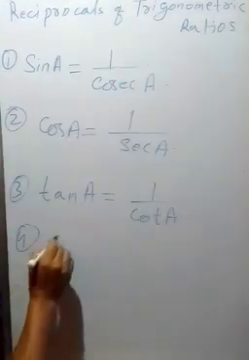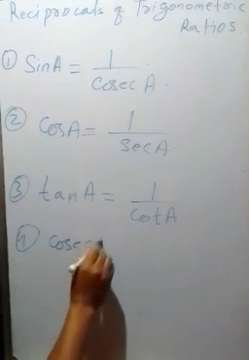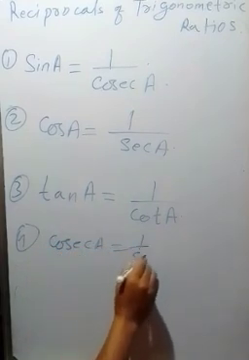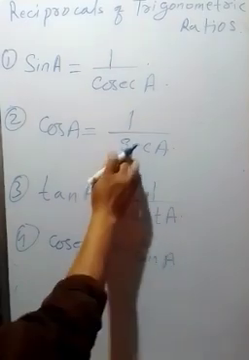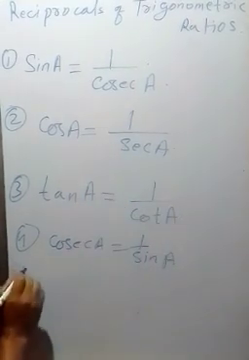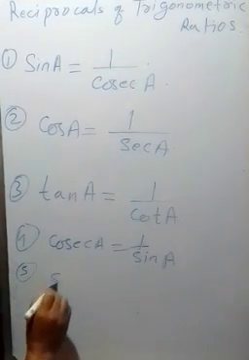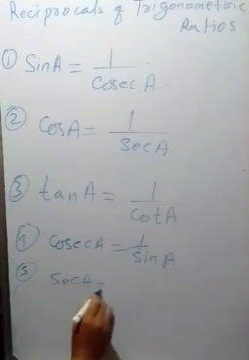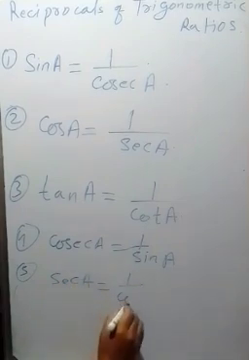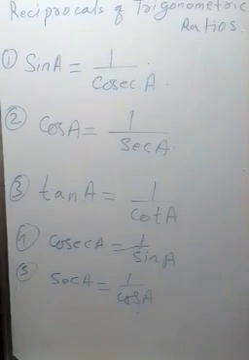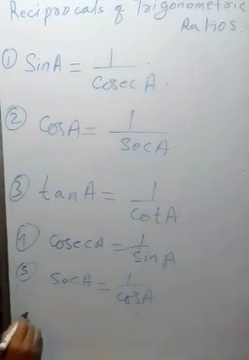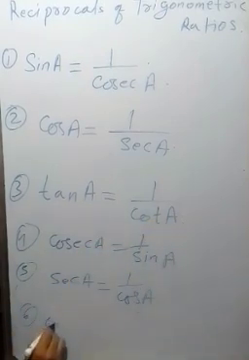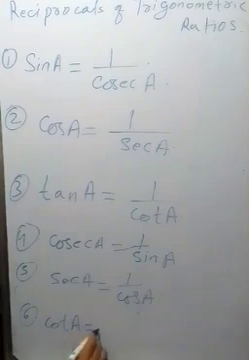If you want to see all this, you can write the same thing. From 1, cosec A will be 1 by sine A, and if you want to find sec A, its inverse will be 1 by cos. And number 6, cot A will be 1 by tan, or inverse of tan.